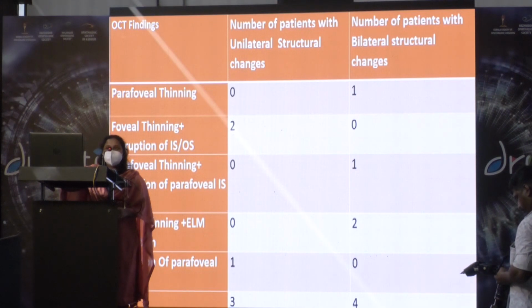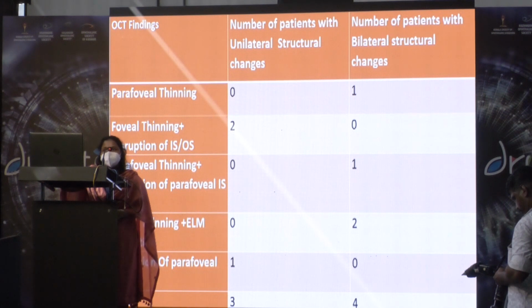So these are the OCT findings. One patient showed parafoveal thinning bilaterally. Foveal thinning plus disruption of the ISOS junction was seen in 2 patients unilaterally. Parafoveal thinning and parafoveal ISOS disruption was seen bilaterally in 1 patient. Foveal thinning and ELM disruption was seen in 2 patients bilaterally. In total, 3 patients had structural abnormality noted unilaterally and 4 patients bilaterally.